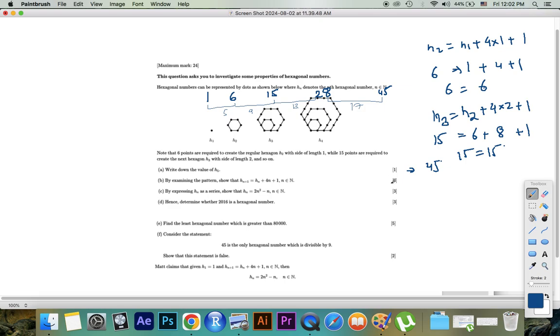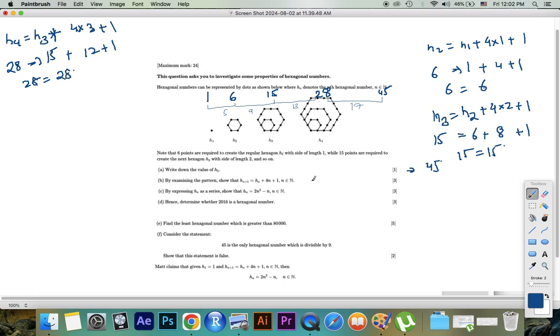And since it's a 3 marker, you can also do one more. So you can do H4 is equal to H3 plus 4 times n. n is what in this case? 3. So 4 into 3 plus 1. So that comes out to how much? H of 3 is 15. H of 4 is how much? 28. Yes. 15 plus 4 times 3 is 12 plus 1, so 28 equals 28. Therefore, the pattern holds true, right?